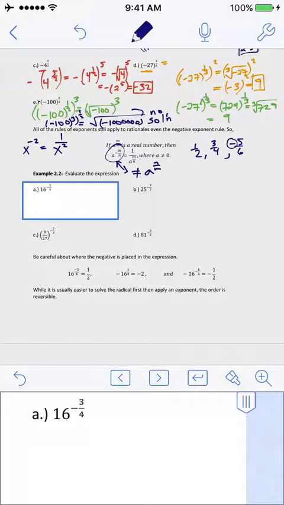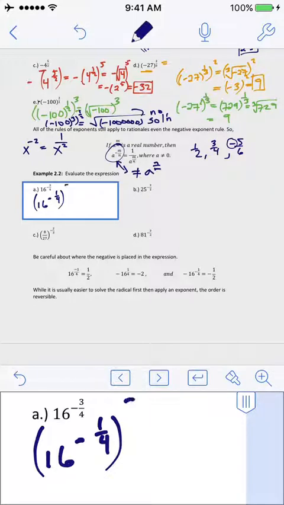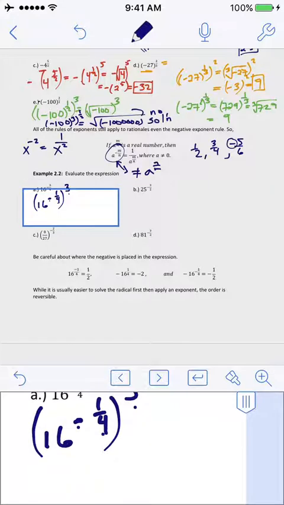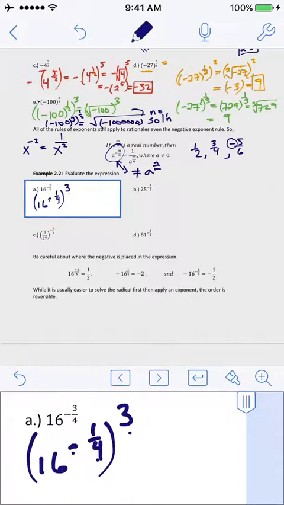I've got 16 to the negative 3/4. That's technically 3 separate things to consider. I can rewrite this as 16 to the negative 1/4 to the third. That's 1, 2, 3 different rules here in a nice, easy, combined way. I'm going to start with the negative part.